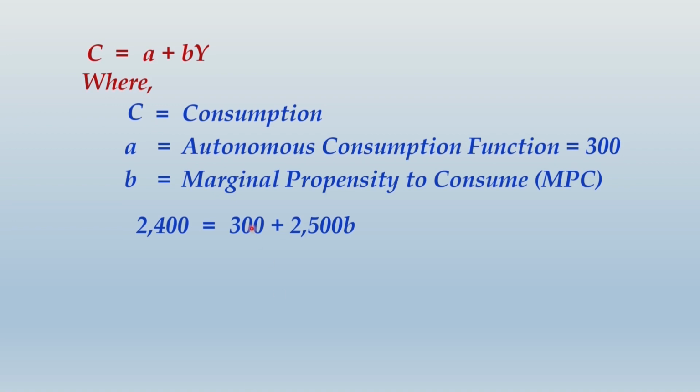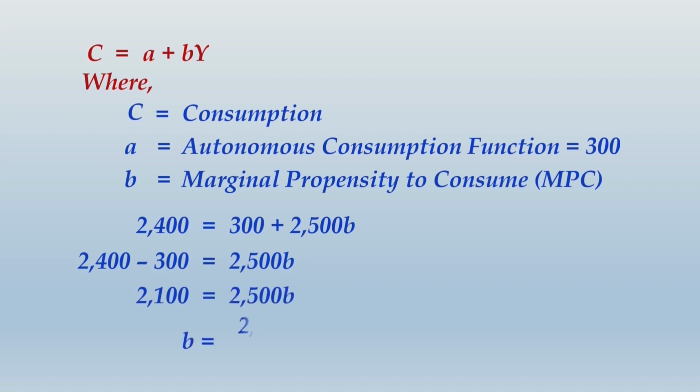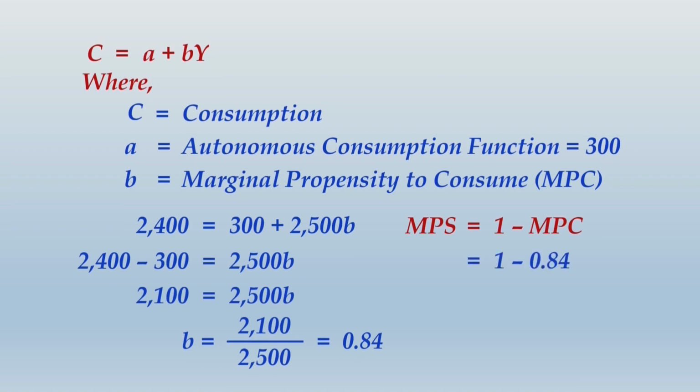So we will shift this 300 to the left hand side, and what we get, 2400 minus 300 equals to 2500 into B. So we get 2100 equals to 2500 into B. So B's value will be 2100 divided by 2500, that is 0.84. This is the marginal propensity to consume, and we know the marginal propensity to save will be 1 minus the marginal propensity to consume, that will be 1 minus 0.84, and that will be 0.16.